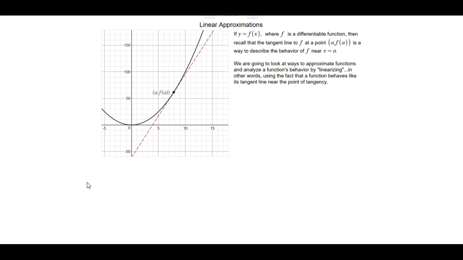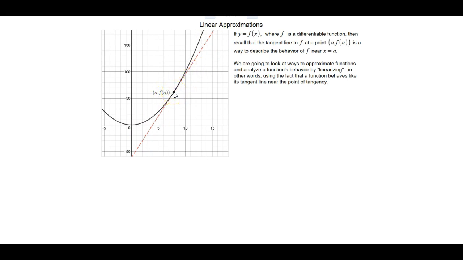So we're going to step back for a little bit from finding maxes and mins and the things we've been doing recently, to going back to the basic meaning of the derivative. Remember that the derivative of a function f of x is the slope of the tangent line at a point, a, f of a. So that derivative f prime of x is just the slope of the tangent at a point.